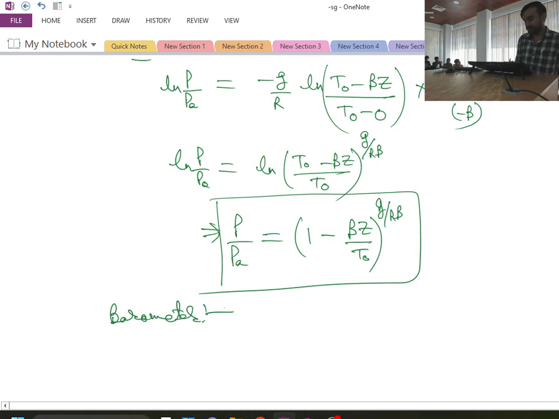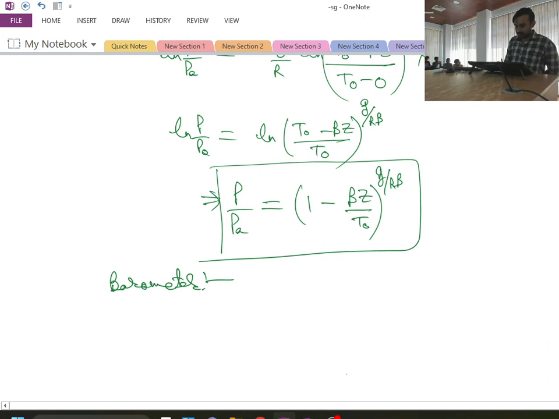Okay, so what is a barometer? A barometer is nothing but one big vessel which is filled with liquid. Let us consider in this case it is filled with liquid mercury, and it is open to normal atmospheric conditions. So this is the free surface of the mercury.